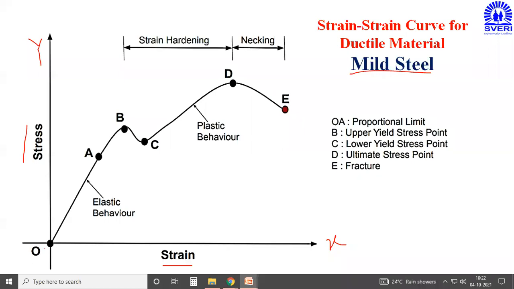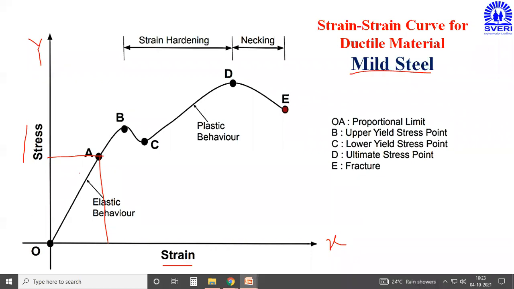Okay, so let us assume that this is the O point as an origin, and then from this particular O to A, it represents the Hooke's law. Just now we have discussed, what is meant by the Hooke's law? Within elastic limit, the stress is directly proportional to strain.